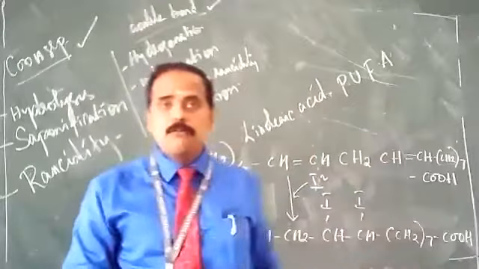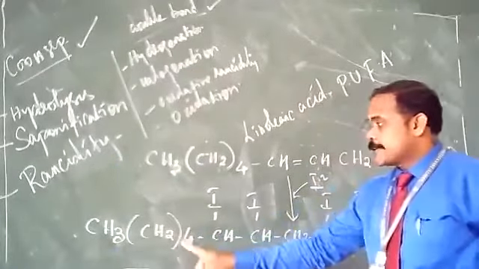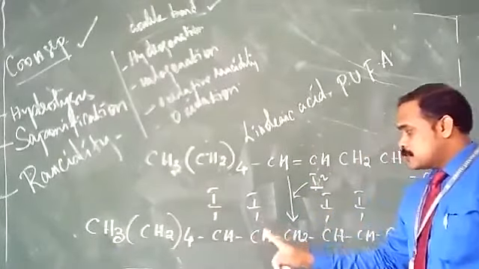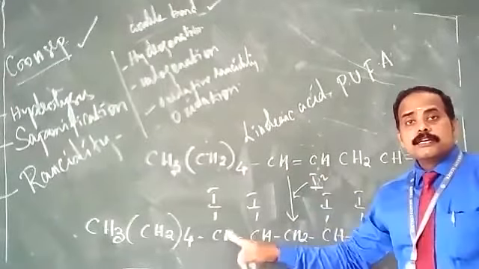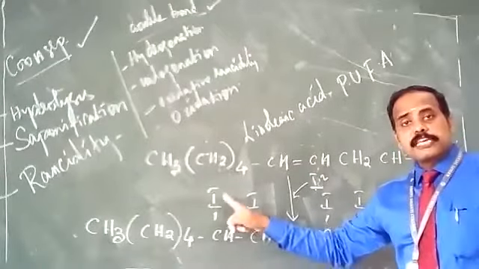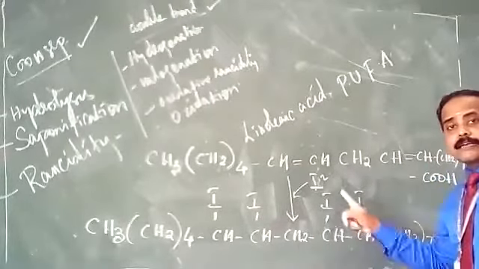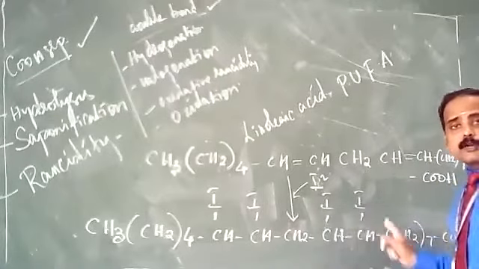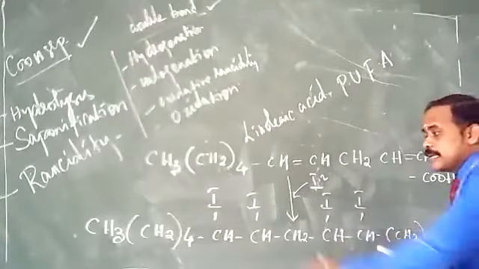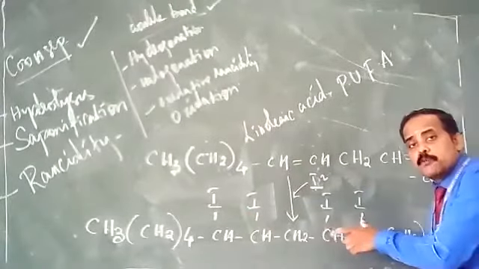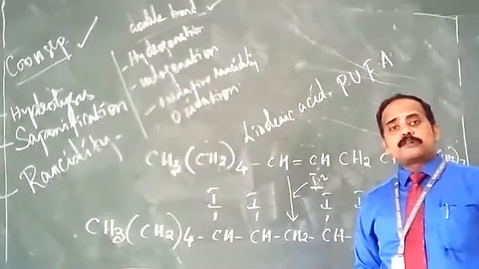Right? Now I hope it will be clear. CH3, CH2, 4S, CHI, CHI, because this CH double bond CH takes up iodine, so it becomes CHI and CHI single bond, then CH2, then here again it takes up iodine at the double bond, so 2 more molecules of iodine are added, already 2 molecules of iodine and again 2 more molecules, so totally it takes up 4 molecules of iodine.